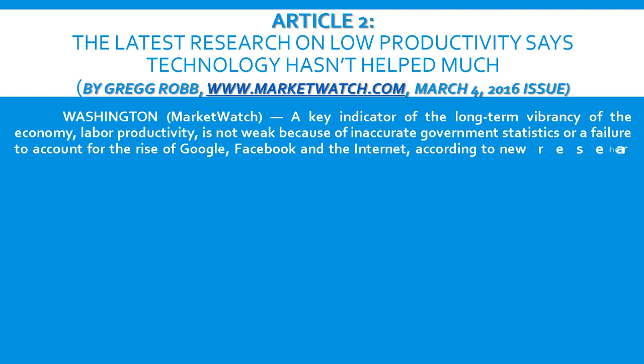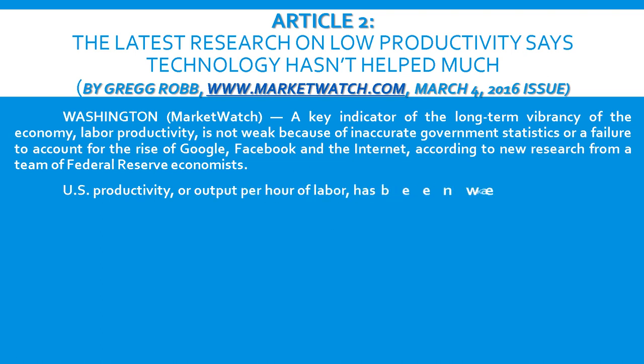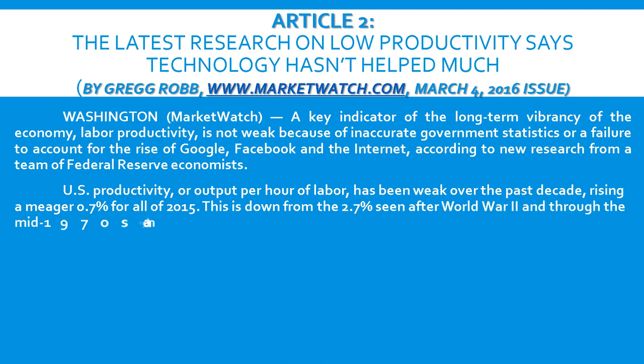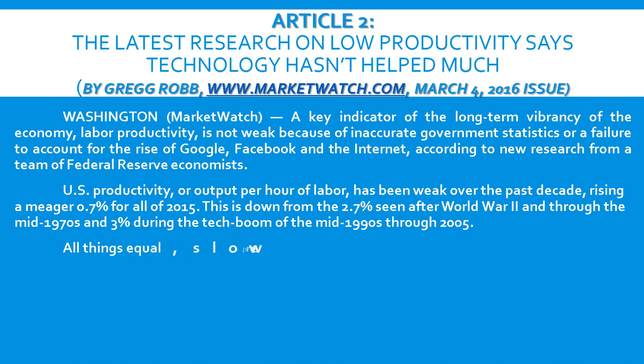So let's read. Washington Market Watch, a key indicator of the long-term vibrancy of the economy, labor productivity is not weak because of inaccurate government statistics or a failure to account for the rise of Google, Facebook, and the internet, according to new research from a team of Federal Reserve economists. U.S. productivity or output per hour of labor has been weak over the past decade, rising a meager 0.7% for all of 2015. This is down from the 2.7% seen after World War II and through the mid-1970s and 3% during the tech boom in the mid-1990s through 2005.